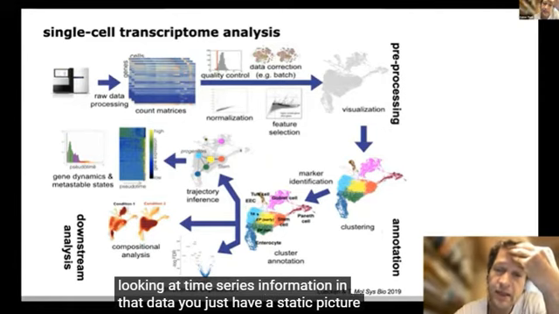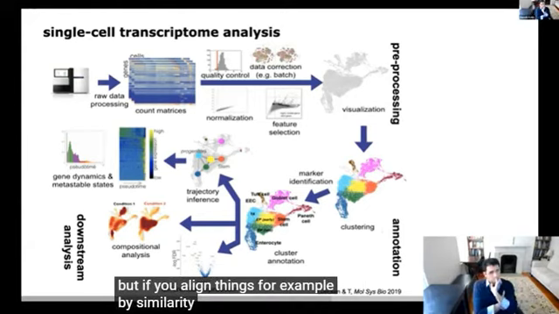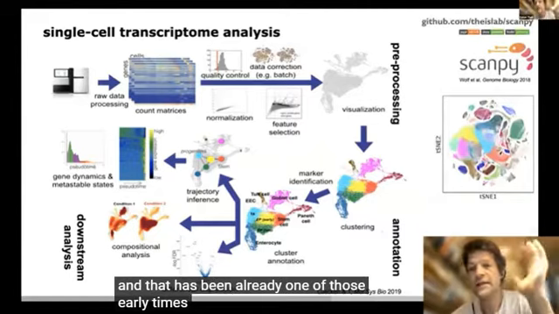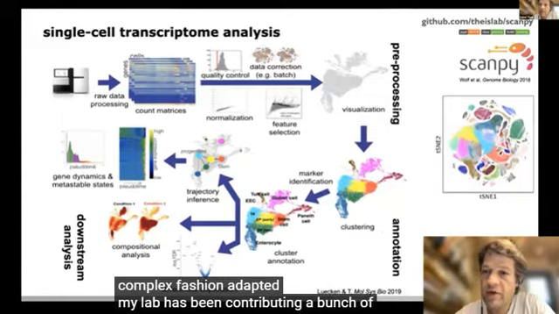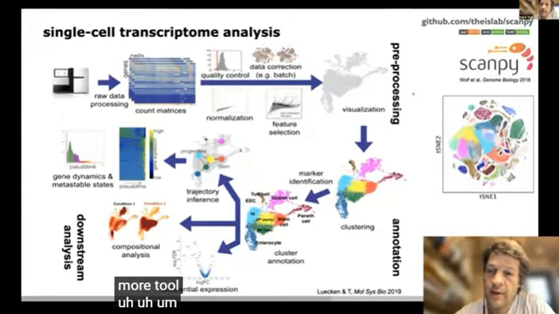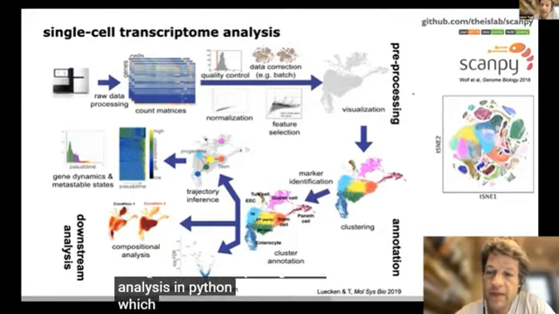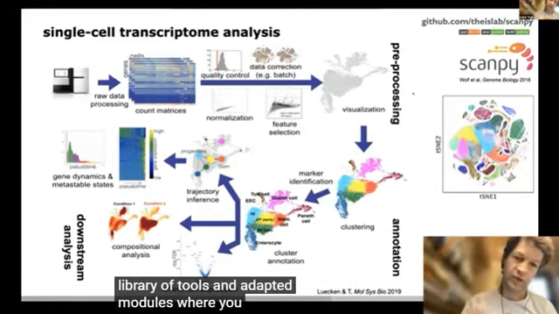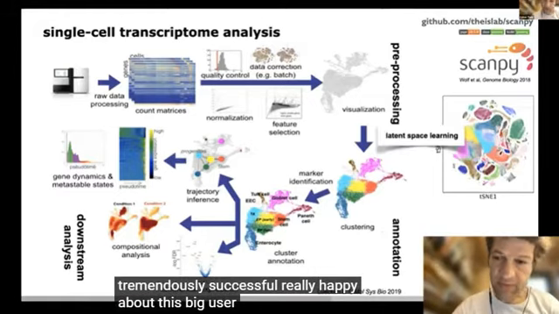You just have a static picture, but if you align things, for example, by similarity, you could learn something about cellular differentiation processes. And that has been one of those early times where people have been doing representation learning in a bit more complex, adapted fashion. My lab has been contributing a bunch of things. One of the tools or frameworks we've been building is called ScanPy, single-cell analysis in Python, which essentially gives you a library of tools and adapted modules where you can do many of these steps, and has become tremendously successful. Really happy about this big user base of that.